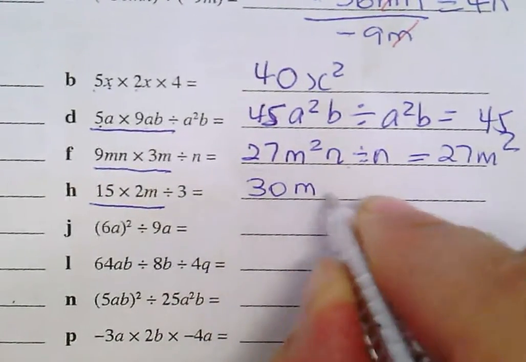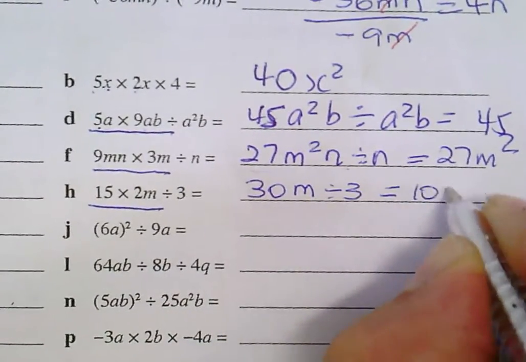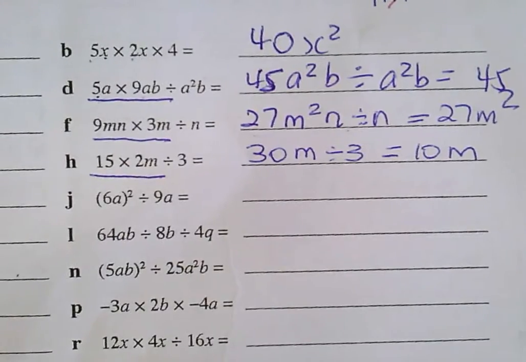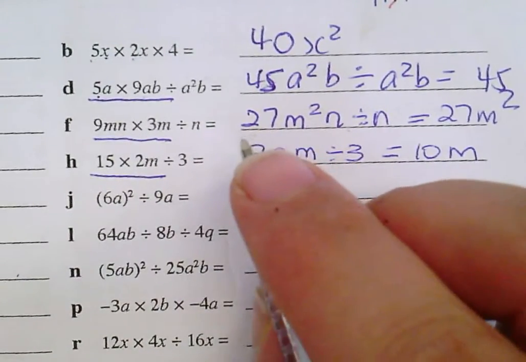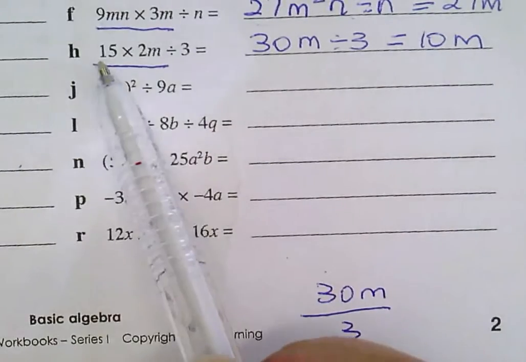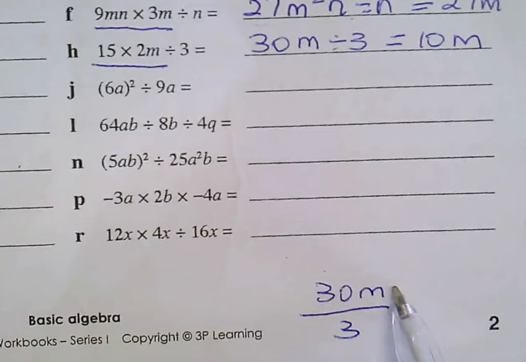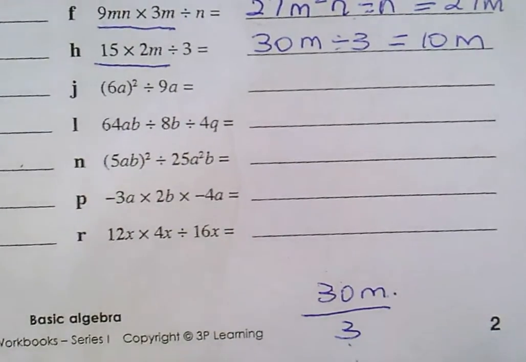30m divided by 3. Pretend it's over 3. 10m. You know that, yes, divided by 3. Pretend it's over 3. Does that make sense? I just don't have the room. What's 6a squared, girls? Question H, we did 15 times 2m was 30m, and then we have to divide it by 3. That's 30m over 3. 30 divided by 3 is 10. The m still stays there.